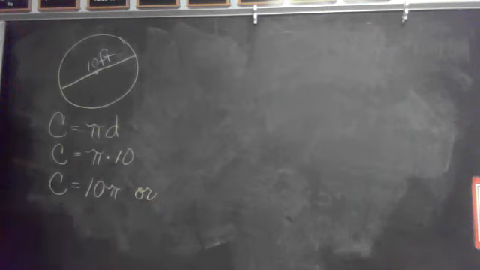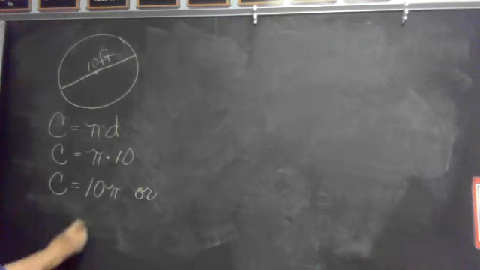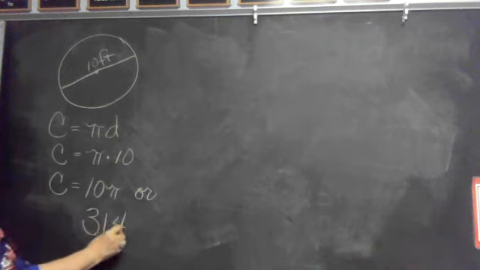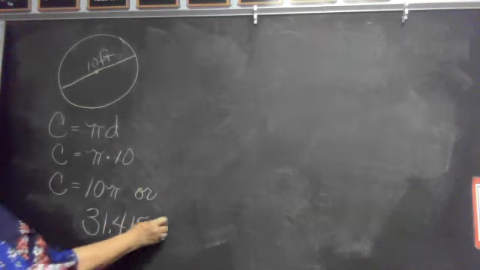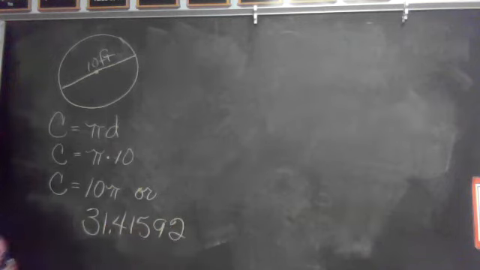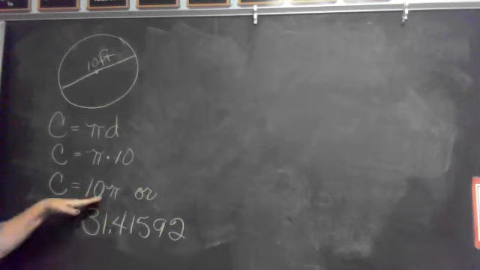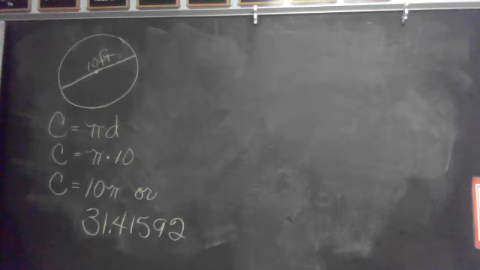Or we can toggle, and it should be 31.4192, and on and on and on. It sounds like you guys are getting the idea. Which one of these depends on what's in your multiple choice on your test. They mean exactly the same thing.